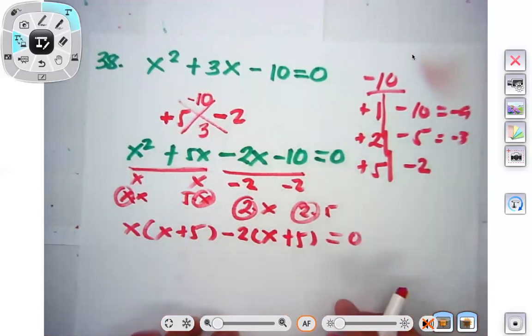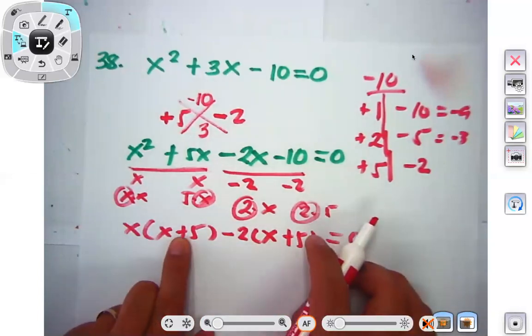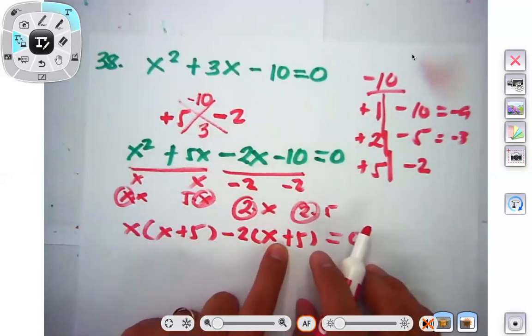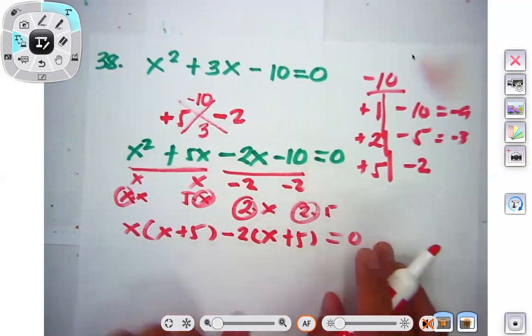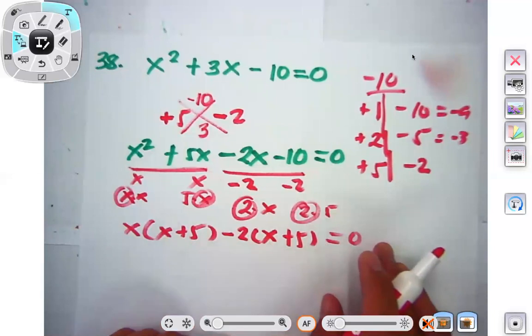Now it's so important to look at this. If these are different, you are wrong. This must be the same. If this is x plus 5 and you put here x minus 5, they're different and that's not correct. It should be exactly the same. So you should know that you are doing it wrong if this is different from this.